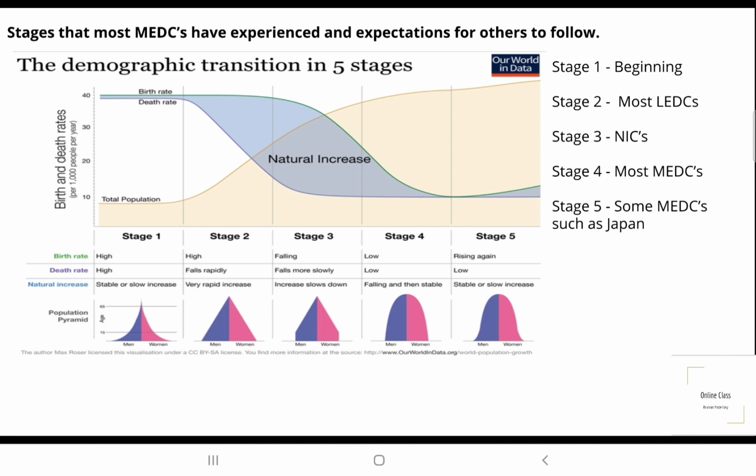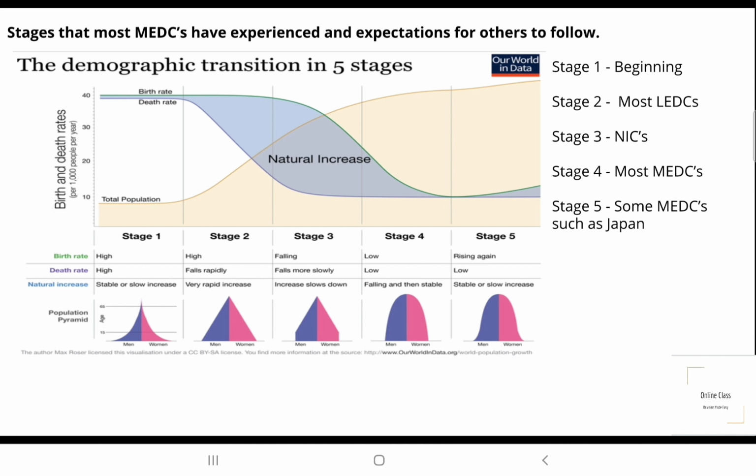Stage 2, this is what most LEDCs are in. Stage 2 is where the birth rate is high and the death rate begins to fall rapidly. Stage 3 are NICs. NIC stands for Newly Industrialized Country. The newly industrialized countries are in stage 3, where the birth rate starts to fall and the death rate, as you can see, is falling but slowly.